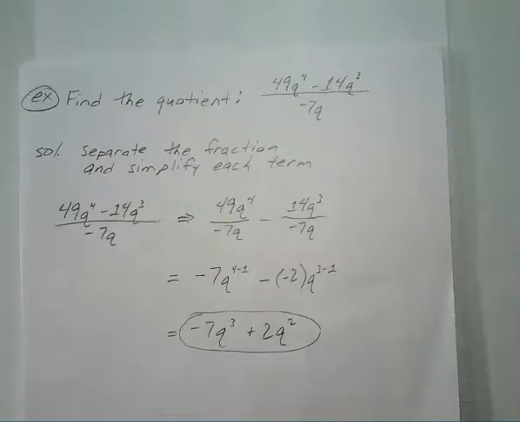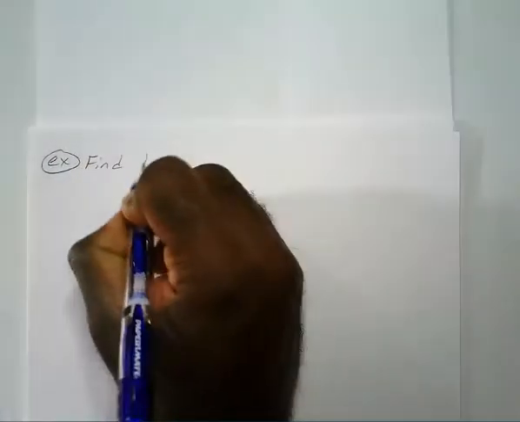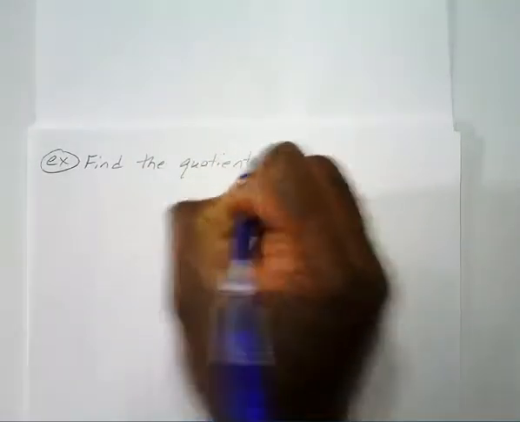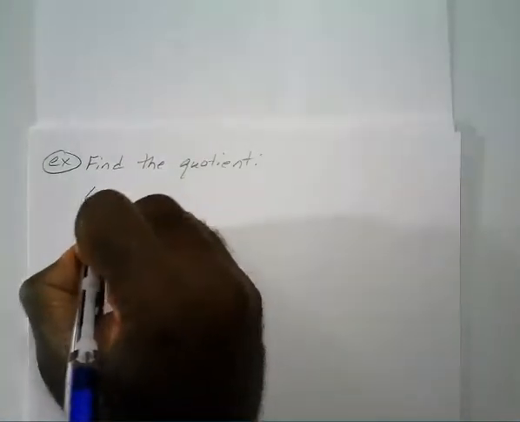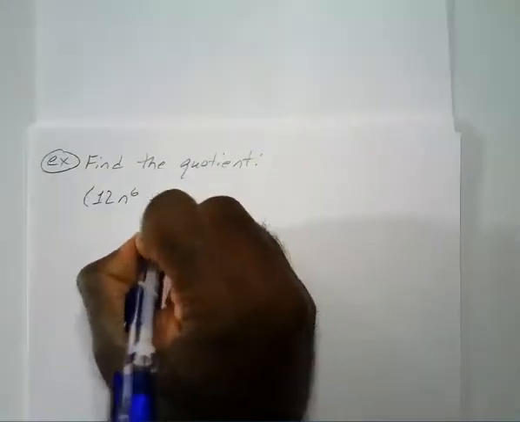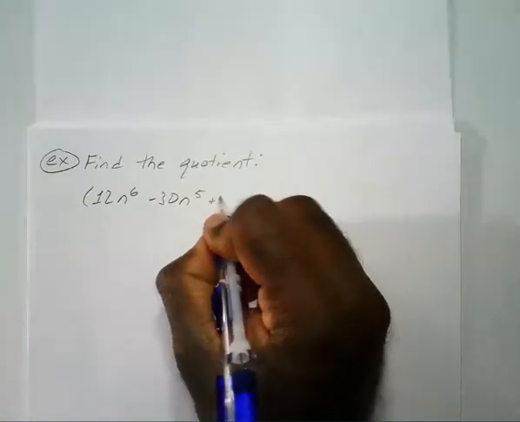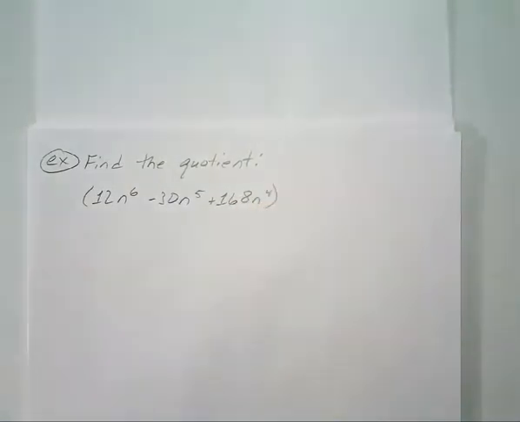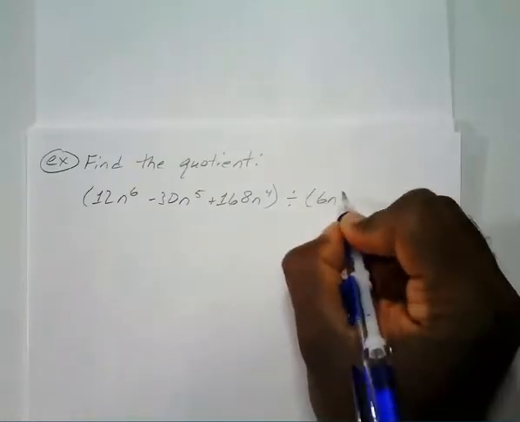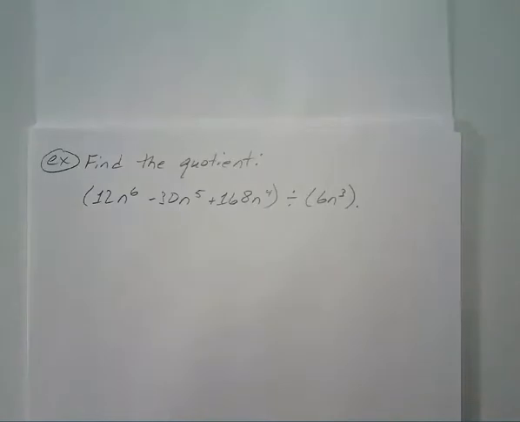All right, let's go ahead to our next example. Let's say, for example, what if we want to find the quotient. In this case, you have 12n to the 6th power minus 30n to the 5th power plus 168 times n to the 4th power, and that whole thing is divided by 6n to the 3rd power. Now with this one, it's the exact same thing. It's just written a little bit differently.